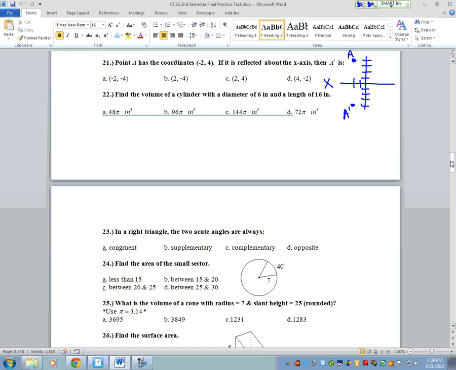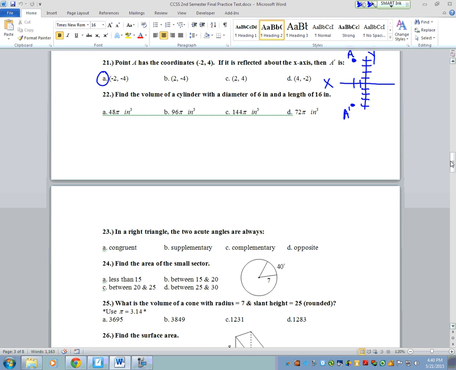Just think about, too, as you prepare for the final, what would happen if I were to reflect this over the y-axis up here? The y-coordinate would stay the same. It's good to think about that because that's how I could change the problem up from a review to a final: reflecting over x versus reflecting over y. So make sure you know the difference between your two axes, x and y. All right, 22.